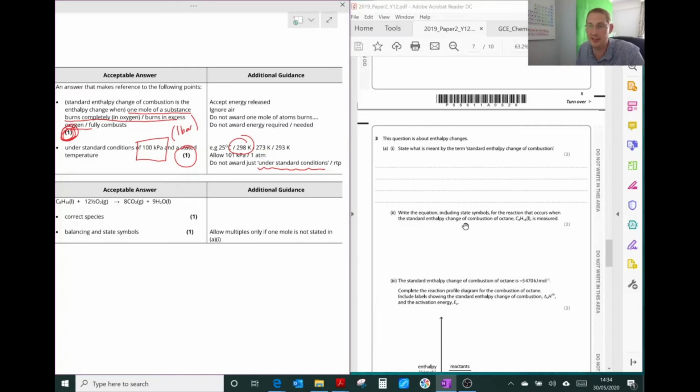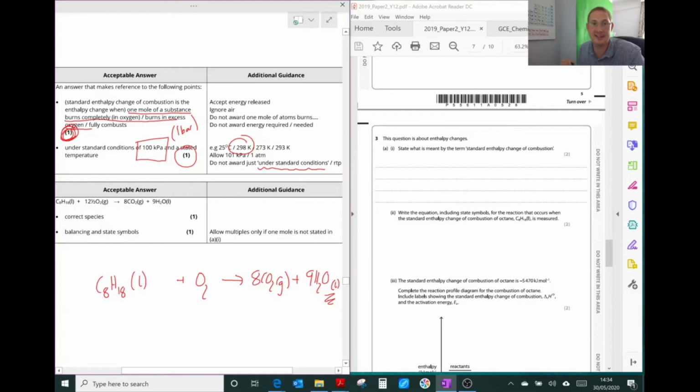Write the equation including state symbols for the reaction that occurs when the standard enthalpy change of combustion of octane is measured. Okay, and you do need state symbols for these always, even though it hasn't told you, but you do need them. C8H18 liquid, okay, and it even tells you it's liquid, plus some number of O2. Right, well, we've got 8 carbons, so it's going to be 8 CO2 gas, and we've got 18 hydrogen, so it's going to be 9 H2O. Okay, standard conditions. The water is going to be liquid.